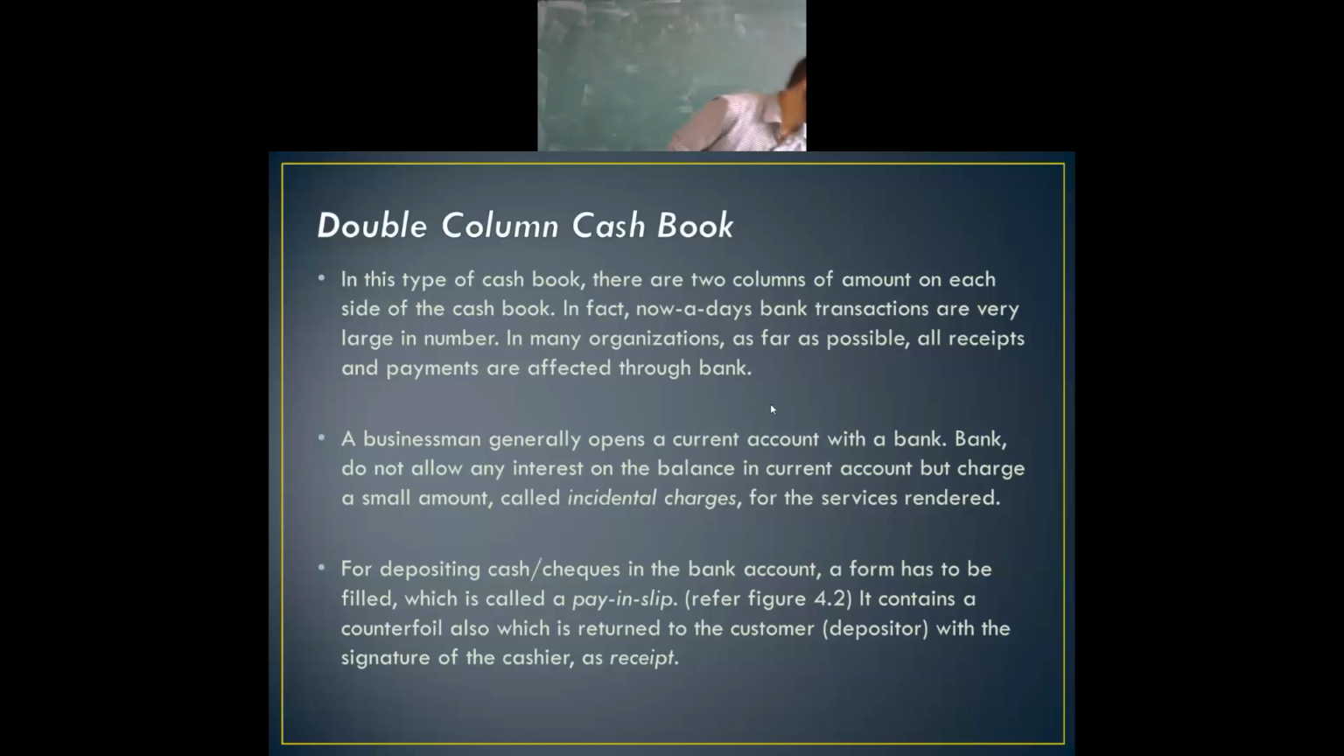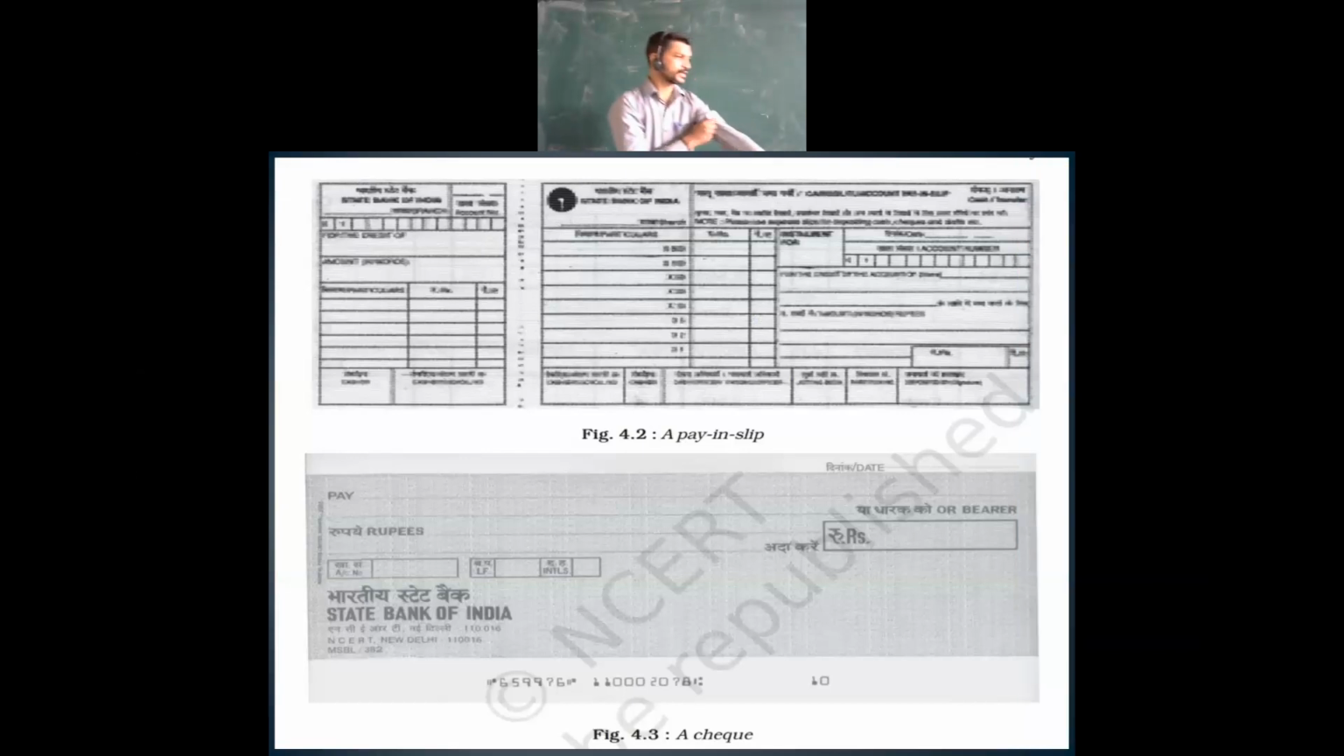Then one more, see here. Here you can see what it is. The first slip is the paying slip. Whenever you want to deposit cash in the bank, you have to fill this up. One part of the slip will be given to you, with the cashier's signature present on it, and the remaining small columns you can see over there.